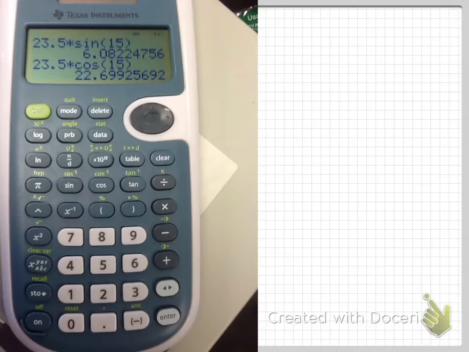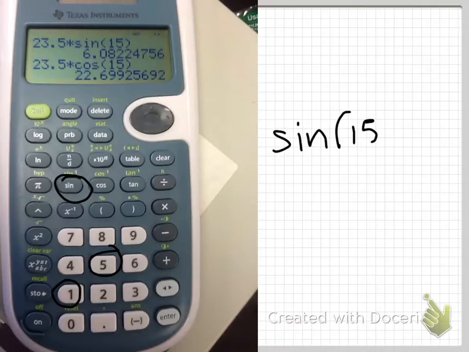Here is one of our difficult TI-30 MultiViews. I love these calculators. I like them better than graphing calculators or anything else. When you put in a trig function, when you hit the sine button followed by your angle, we used sine of 15, it's going to pop up sine 15. It will not close the parentheses. If you put your trig function in first, you have to actually close the parentheses.